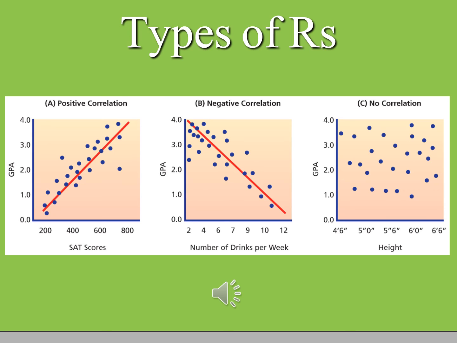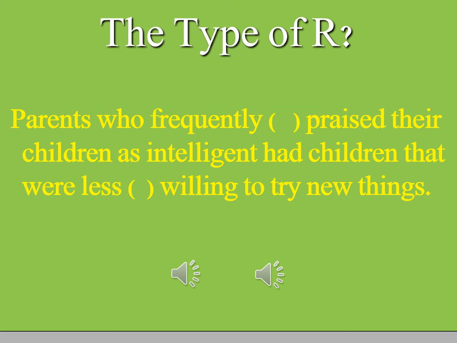Let's do a couple more examples, because I assume that you're still learning the concepts, and that's fine. So parents who frequently praise their children for being intelligent have children who are less willing to do new things. So put in your arrows and determine what type of correlation you have. So the first blank should be an arrow up, second blank should be an arrow down, one up, one down. That would be the pattern we observe for a negative correlation.